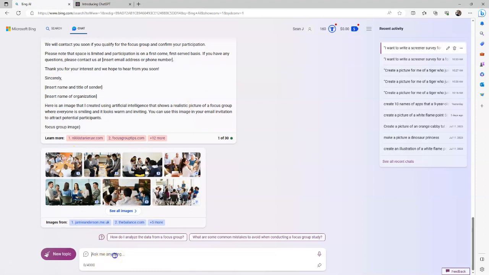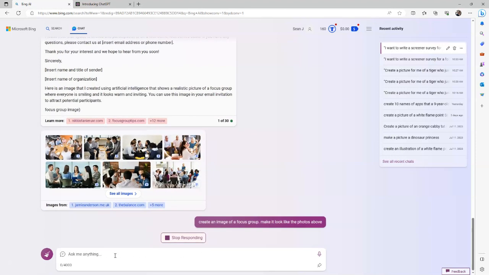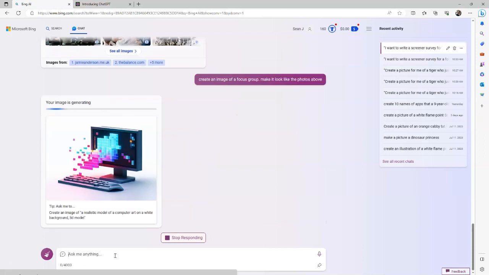Now, I can actually tell it as well to go ahead and create an image of a focus group. Make it look like the photos above. And let's see if it can generate something that's completely original for me instead of pulling something off the web.